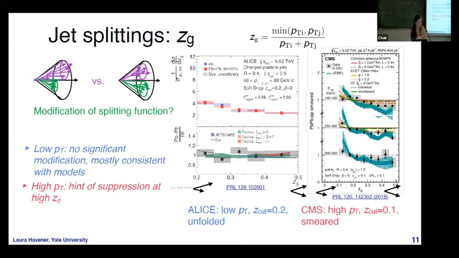So we might ask the question, is there a contradiction here? But we have to keep in mind these are different kinematics. The ALICE result puts a high Z cut of 0.2 on the jet in order to unfold the jets. So the effect of the Z cut could be playing a role here.